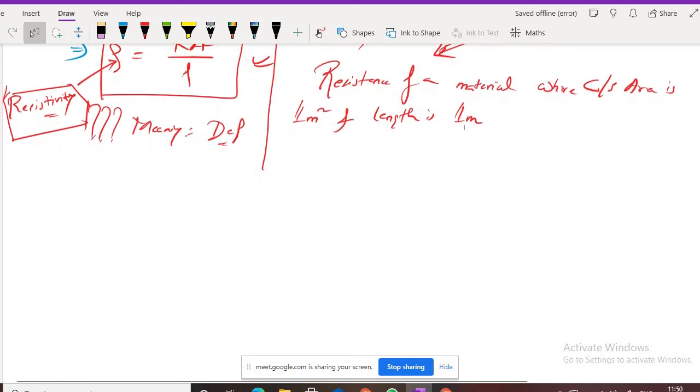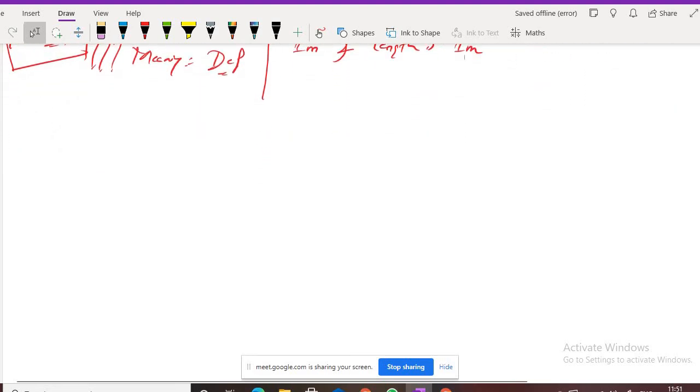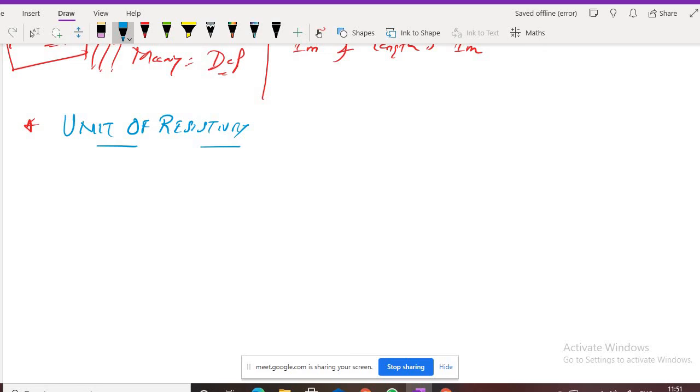So we have studied resistivity. Sir, you have taught us the definition of resistivity and the formula of resistivity. Now what's remaining? Now we have to study the unit of resistivity. Very important. Very easy. Rho is equal to RA by L, as you just told us.